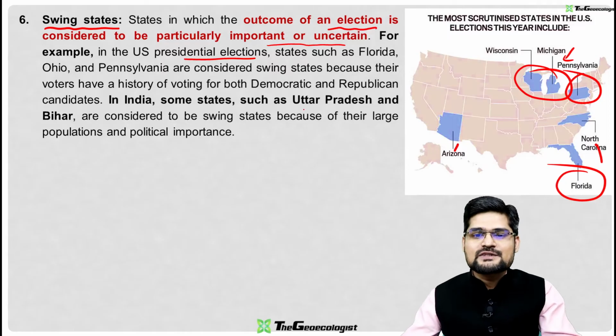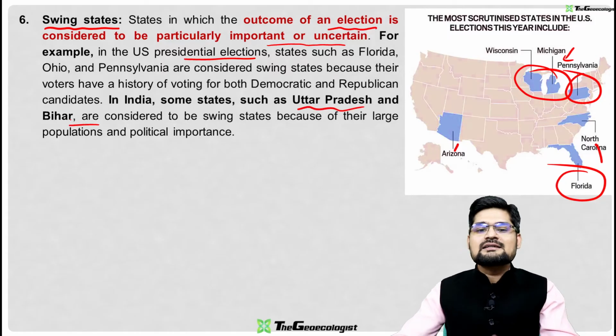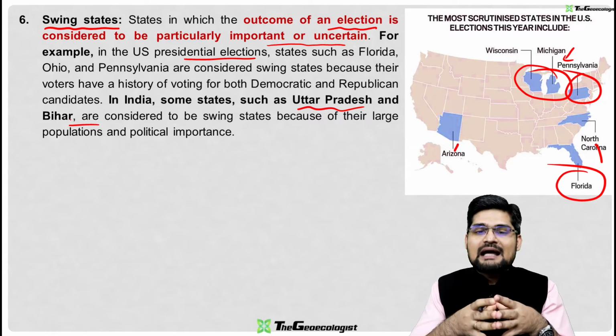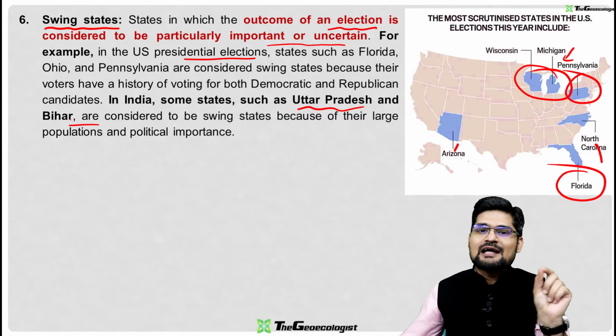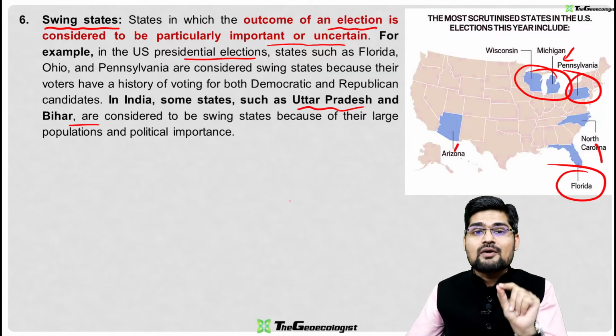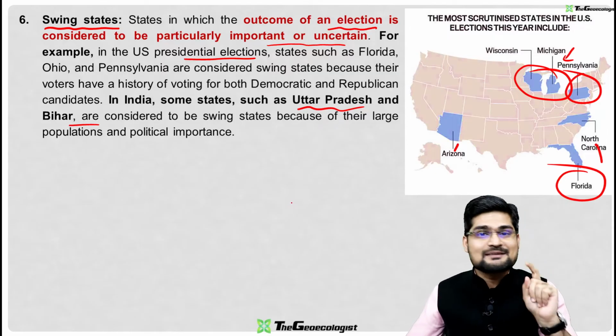In India, if you observe, Uttar Pradesh and Bihar are considered to be swing states because they have the majority of members of parliament and a good number of constituencies, and many times the voting pattern keeps shifting in these states. These two northern Indian states have become very important and dominant since independence in the politics of India.